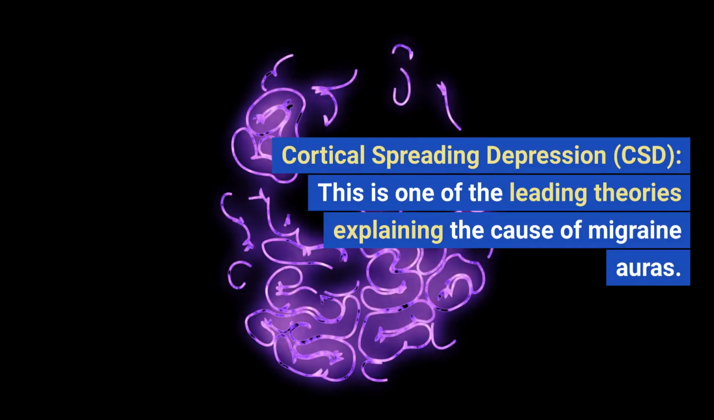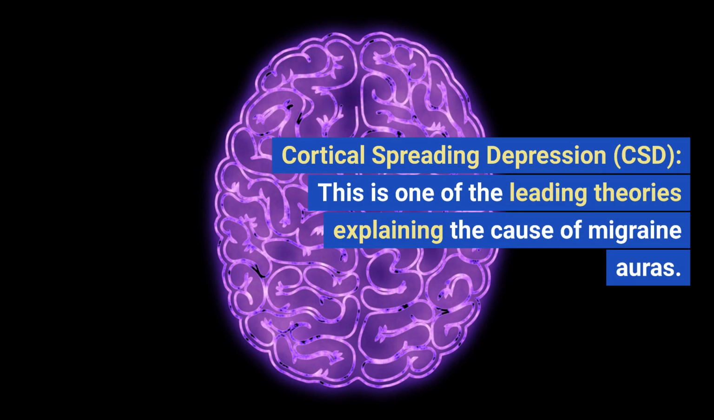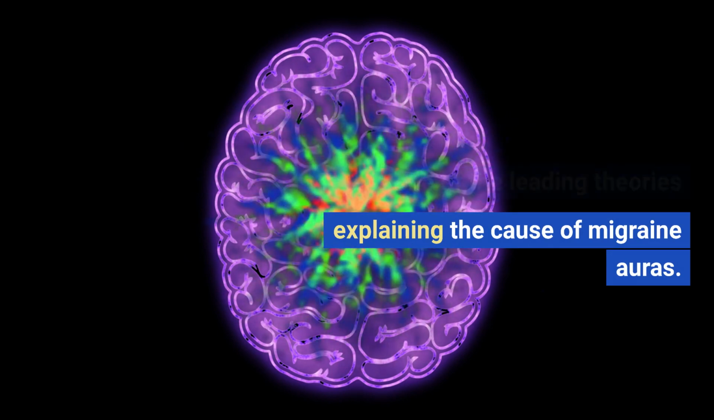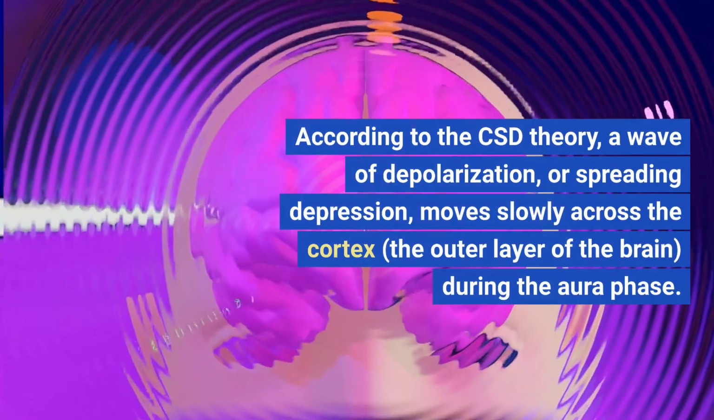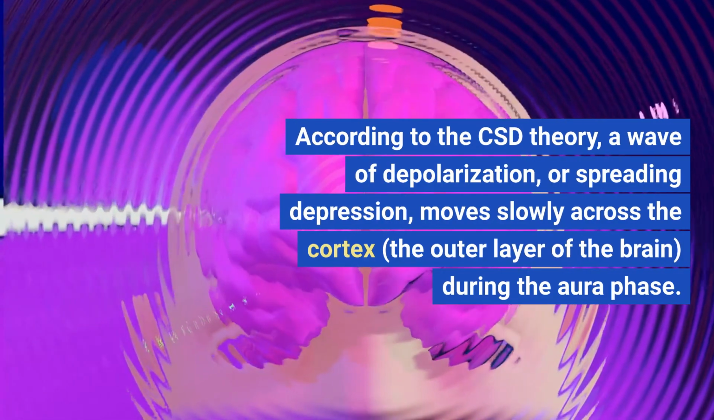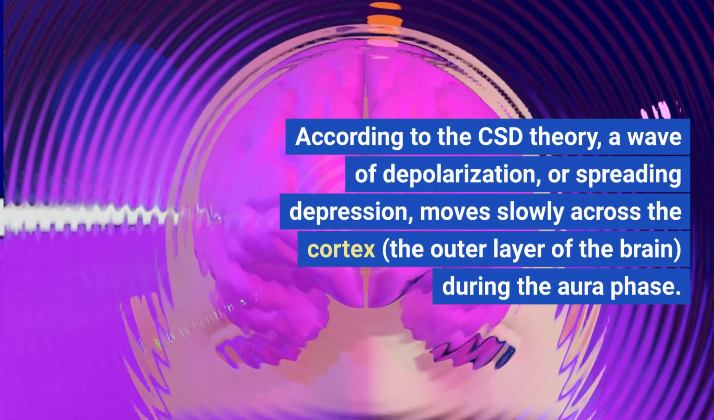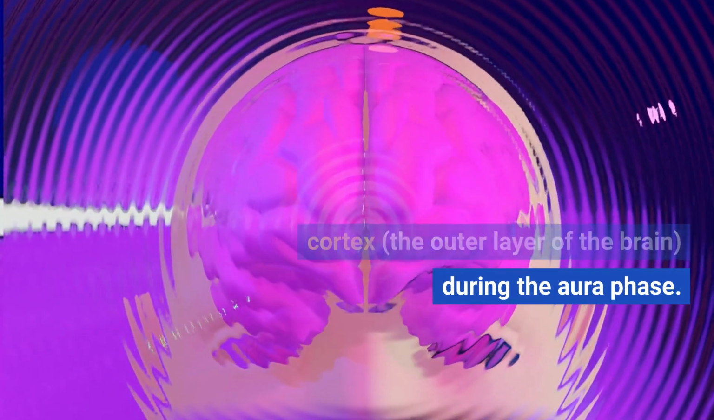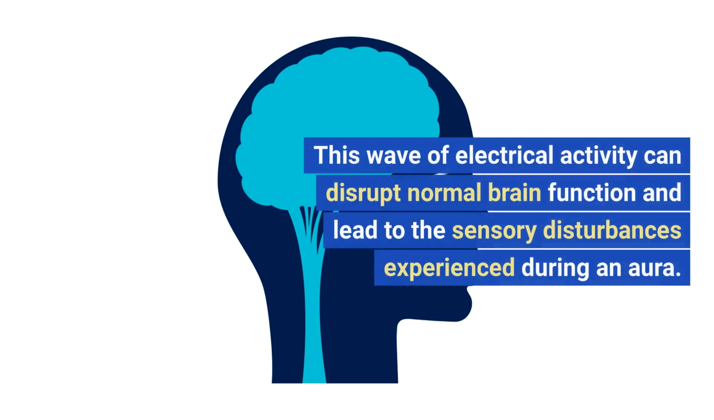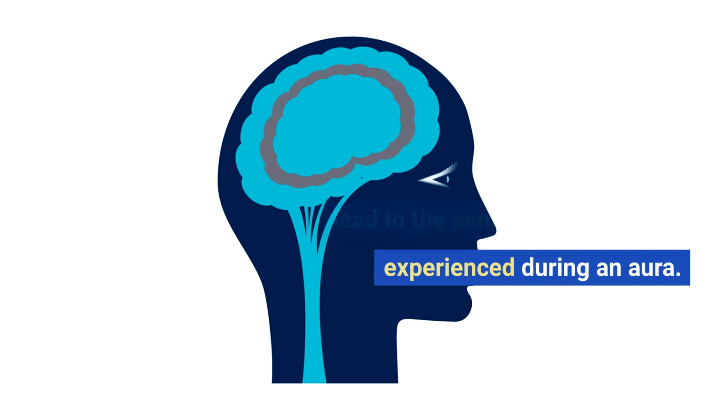Cortical spreading depression, CSD. This is one of the leading theories explaining the cause of migraine auras. According to the CSD theory, a wave of depolarization or spreading depression moves slowly across the cortex, the outer layer of the brain, during the aura phase. This wave of electrical activity can disrupt normal brain function and lead to the sensory disturbances experienced during an aura.